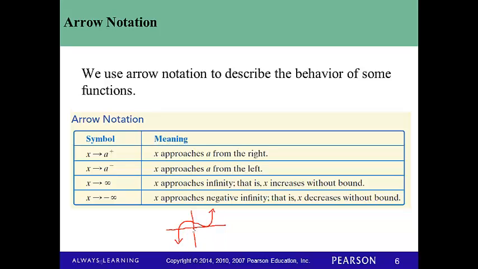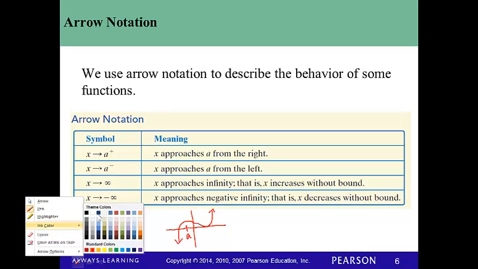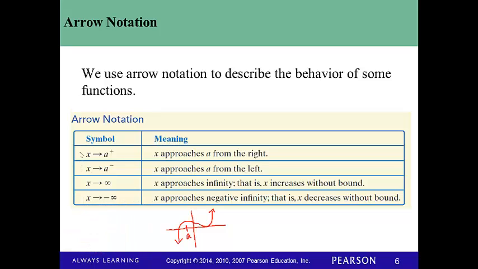Okay, and let's say a was right here. Well, if I am approaching a from the right, so x is approaching a from the right, I will be on my graph from the right of a, and I'll just be traveling until I get to a. And the next one says x is approaching a from the left. Well, from the left, I'll be on the graph from the left side, and I'll travel from the left until I approach where a is located.